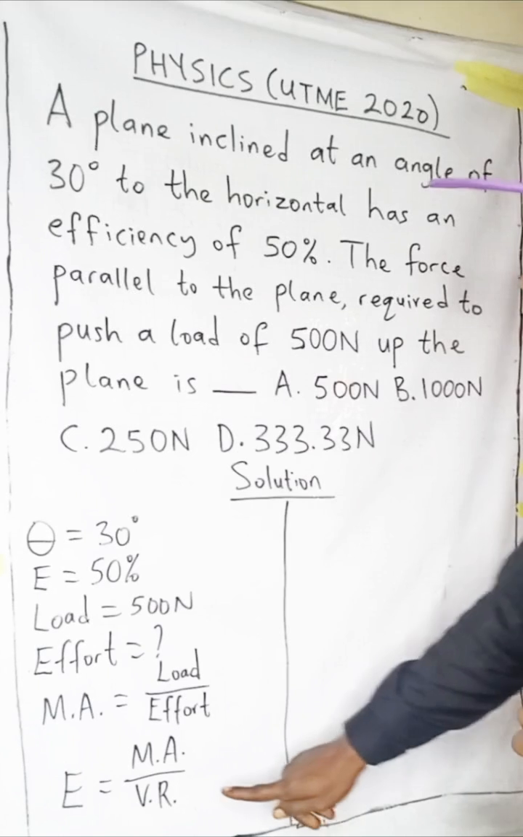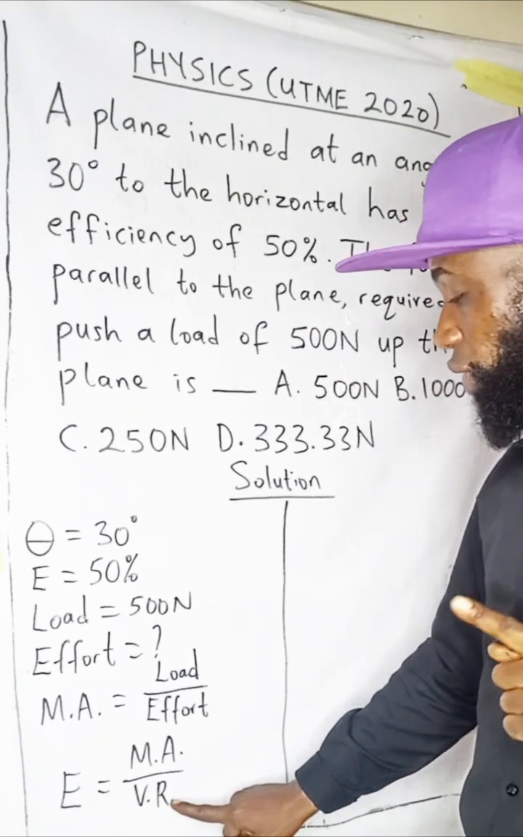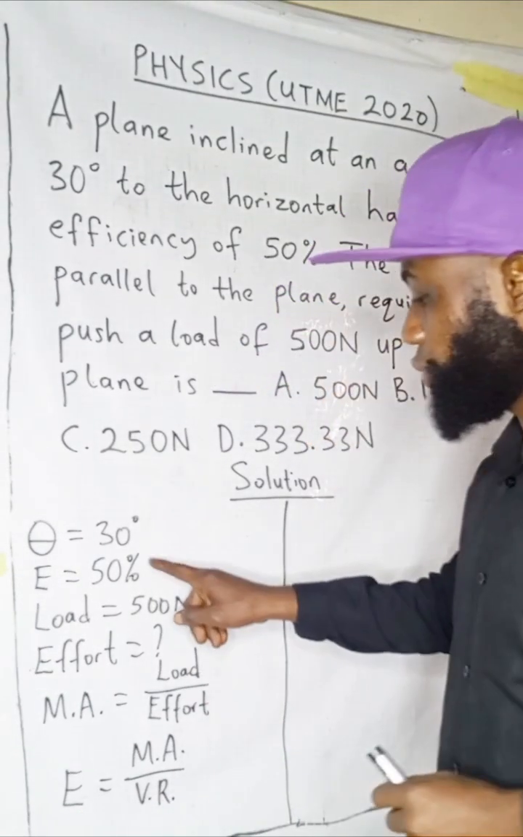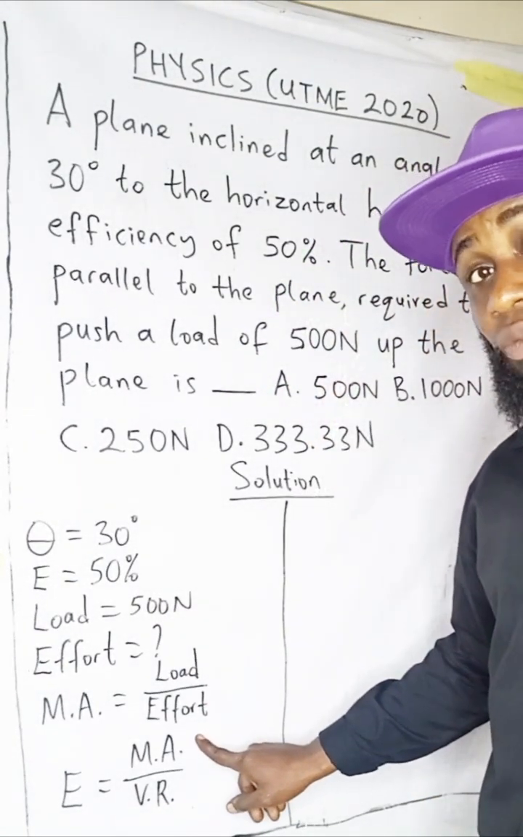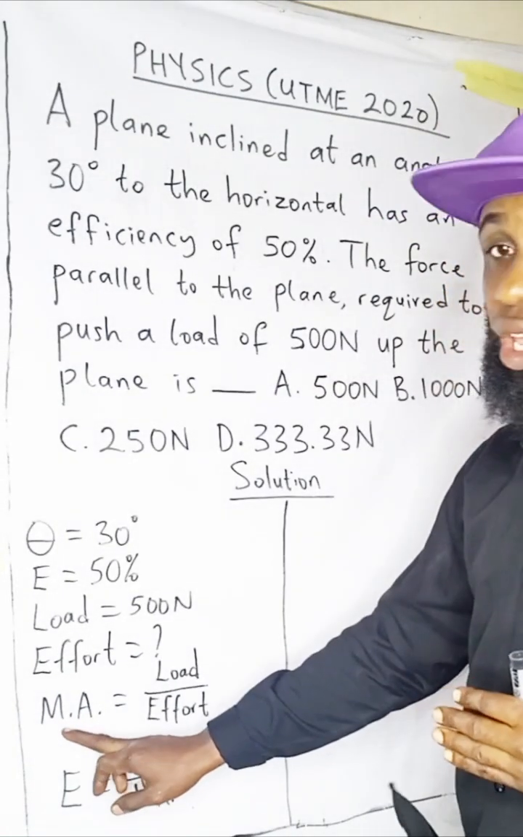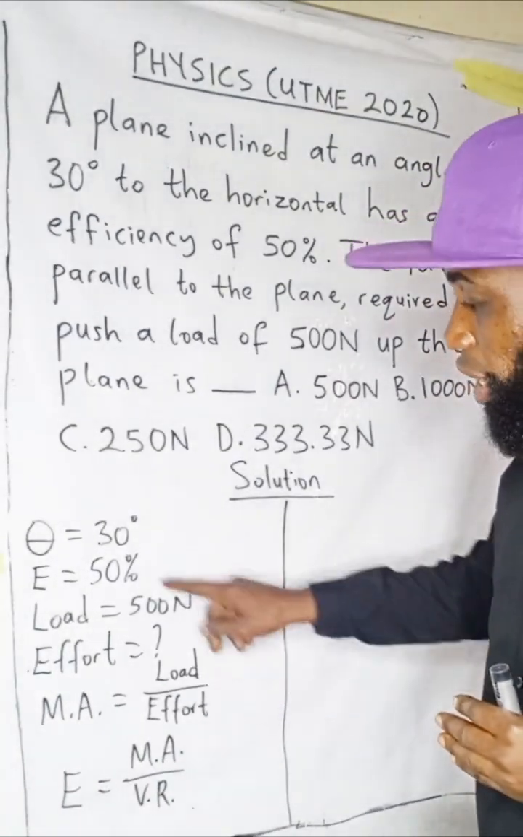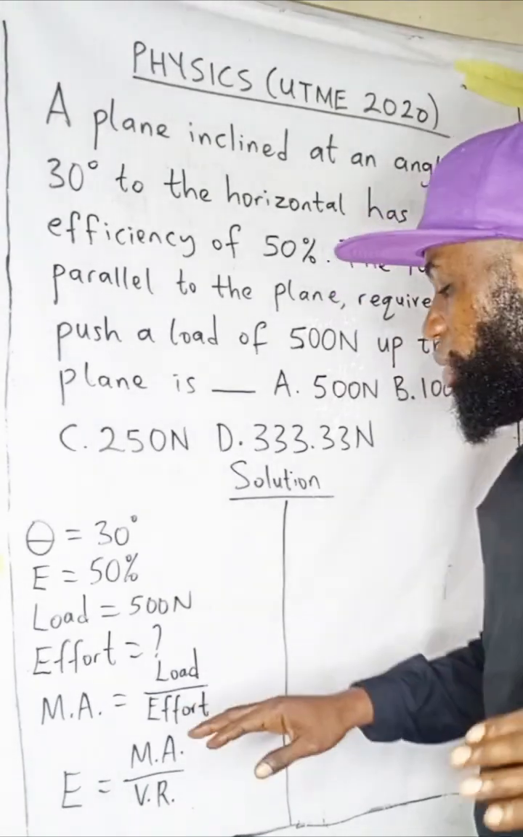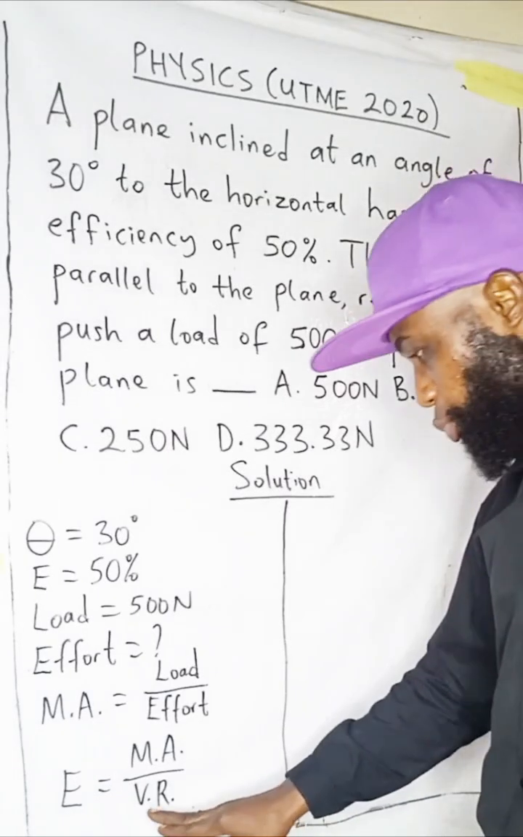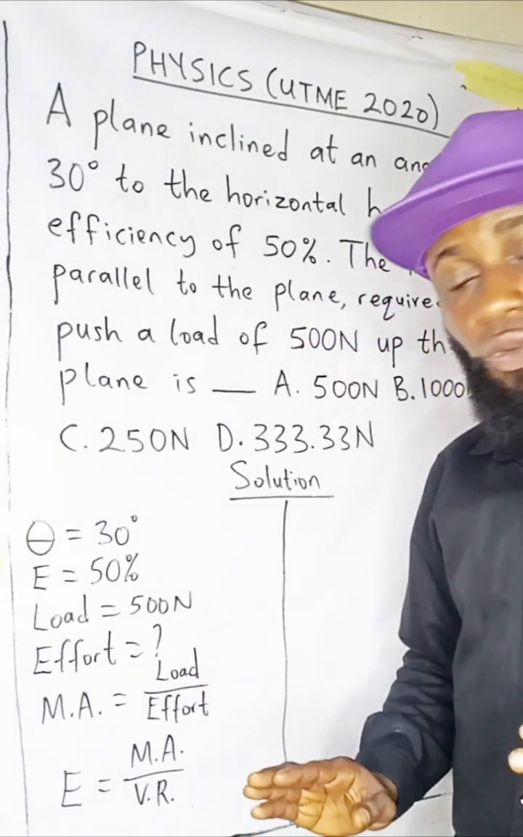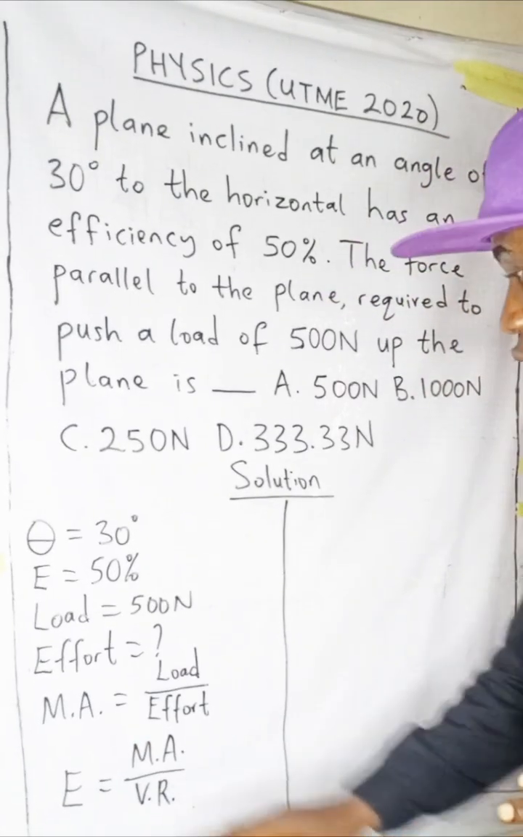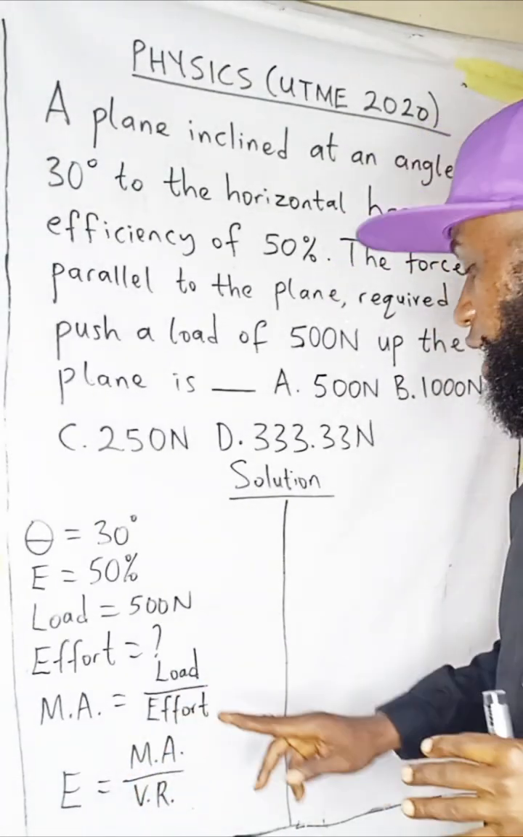Now, can we find velocity ratio? Watch. If we find velocity ratio, we'll put the value in this formula. Put the value of E here, and find mechanical advantage. When we find mechanical advantage, we put the value here, put the value of load here, 500 newtons, and then we find our effort, which is the force we need to find. So find VR, put it here. It will help you to find the mechanical advantage. We put it here. It will help you to find the effort.